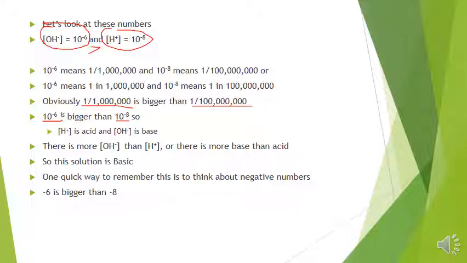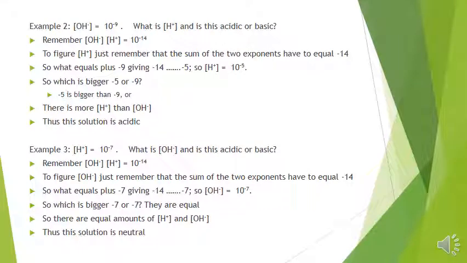Now, if you have a hard time with figuring out 1 over 1,000,000 and things like that, a quick way to think about it is with negative numbers: -6 is bigger than -8. So there's more of this than this. Right, that was example 1.